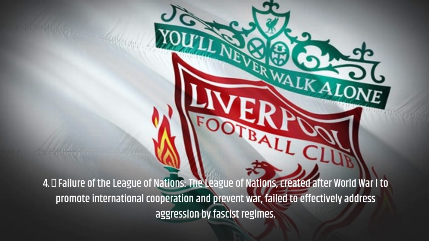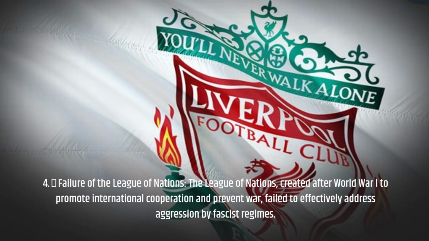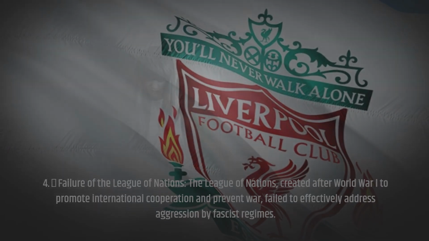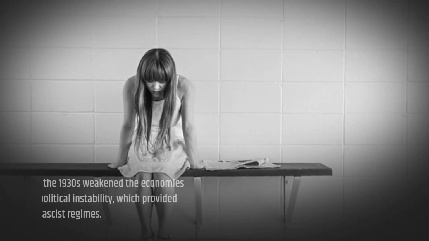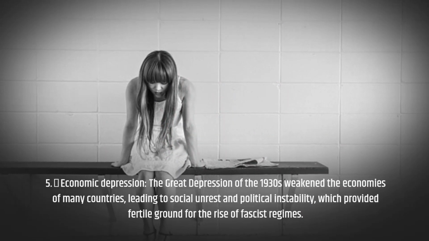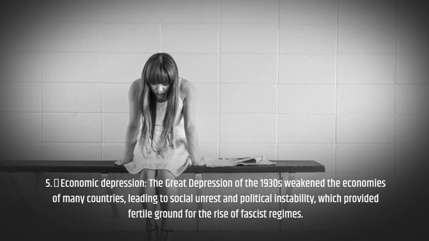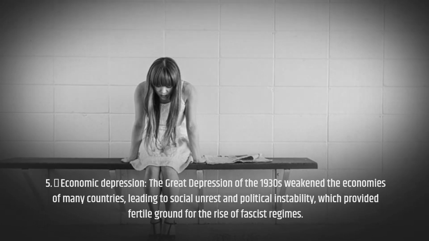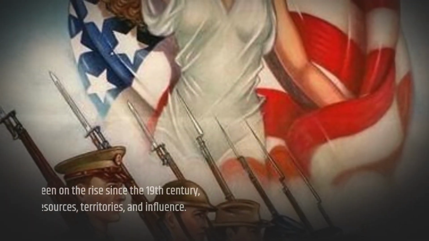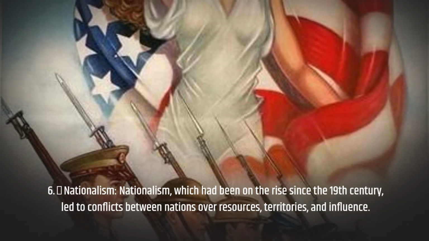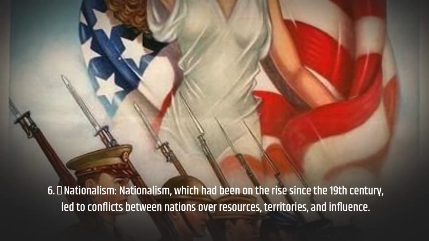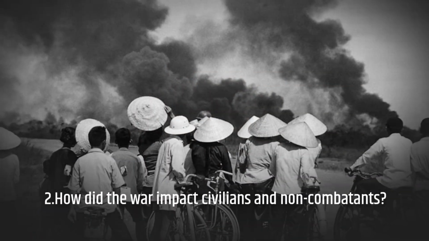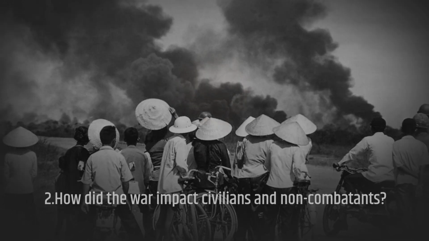4. Failure of the League of Nations. The League of Nations, created after World War I to promote international cooperation and prevent war, failed to effectively address aggression by fascist regimes. 5. Economic depression. The Great Depression of the 1930s weakened the economies of many countries, leading to social unrest and political instability, which provided fertile ground for the rise of fascist regimes. 6. Nationalism. Nationalism, which had been on the rise since the 19th century, led to conflicts between nations over resources, territories, and influence.